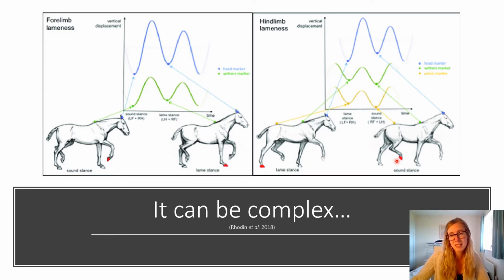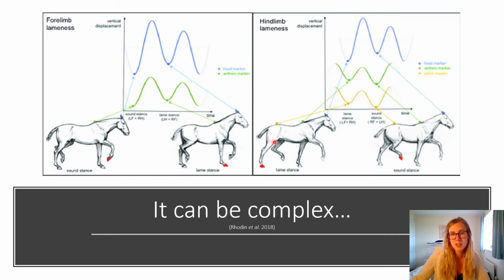And what this is basically showing is that during the right hind stance, so obviously that's the limb that is lame, the pelvis is slightly higher than when you've got the left hind limb, which is the sound limb, in stance. So we get what we sort of call a pelvic hike.